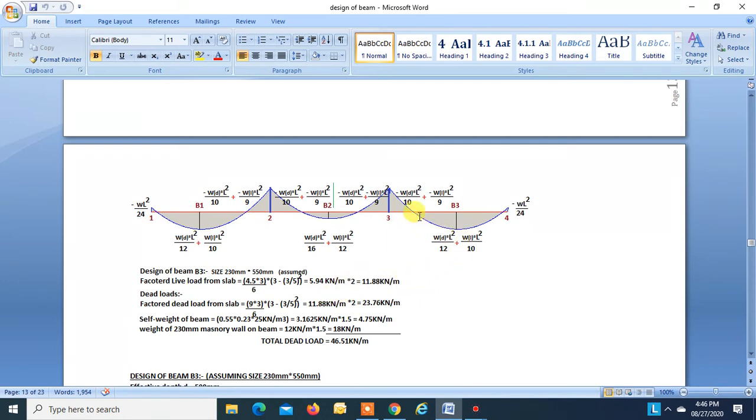We will design this portion for positive moment. We will design the section as a T-beam, right? And for hogging moment, we will design it as a rectangular section, right? Because for getting a T-beam action, it is necessary that the flange should be under compression, right?